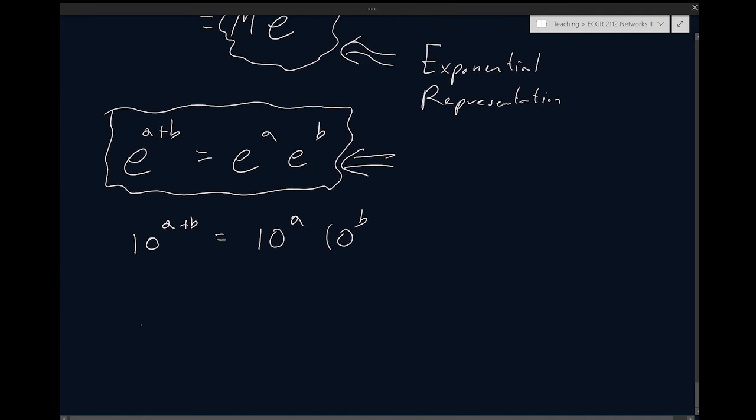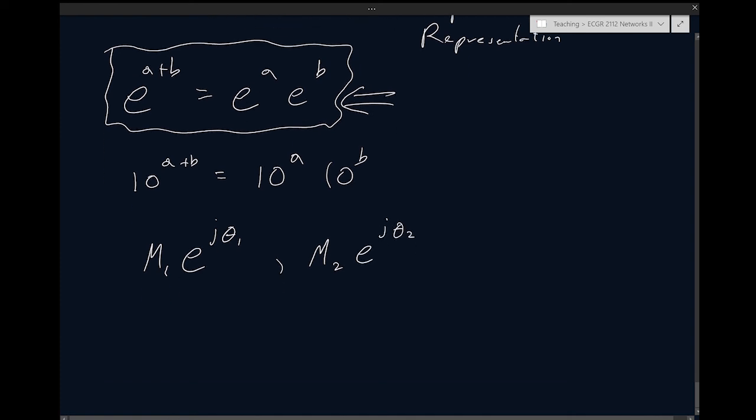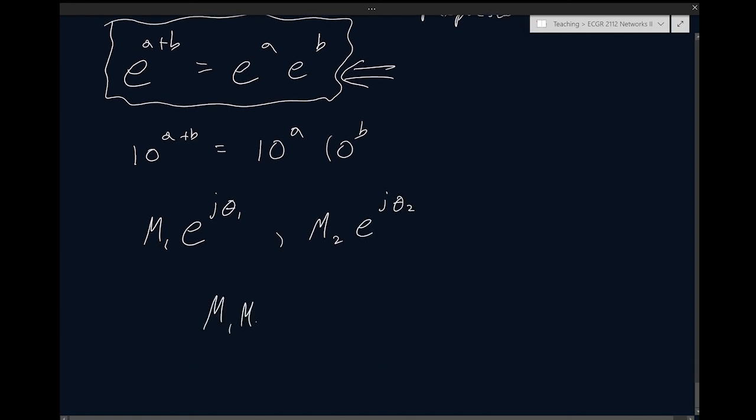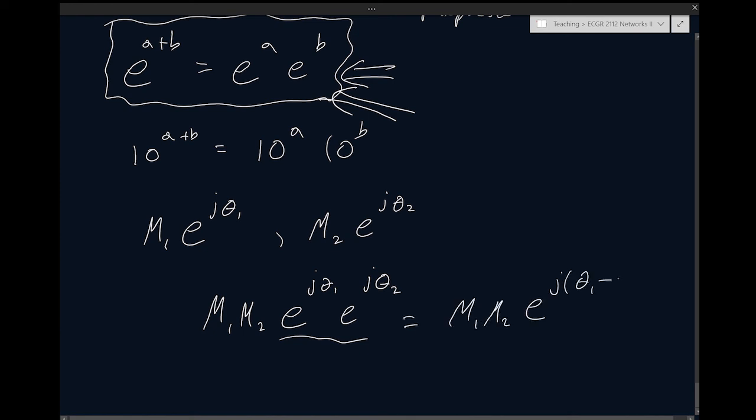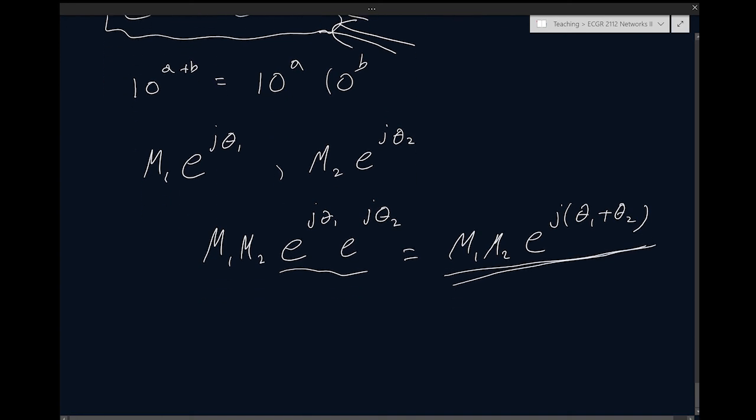Let's say I have two complex numbers, m1 e^(j theta 1) and m2 e^(j theta 2), in exponential form, and I multiply them together. I get m1 m2 e^(j theta 1) e^(j theta 2). Going back to the exponential property, I can write this as m1 m2 e^(j(theta 1 plus theta 2)). This is the same result that we got from the polar representation and all the complicated trigonometry.